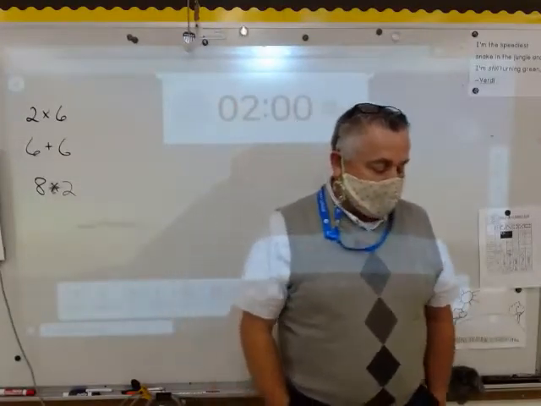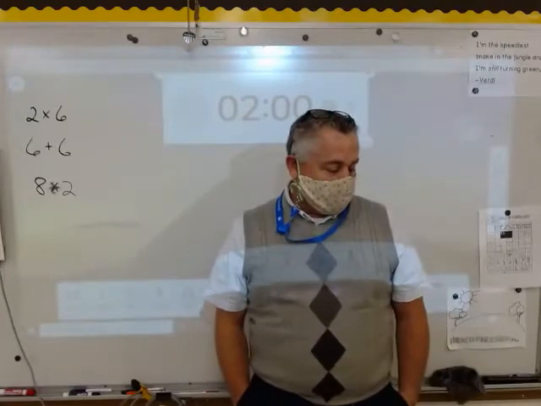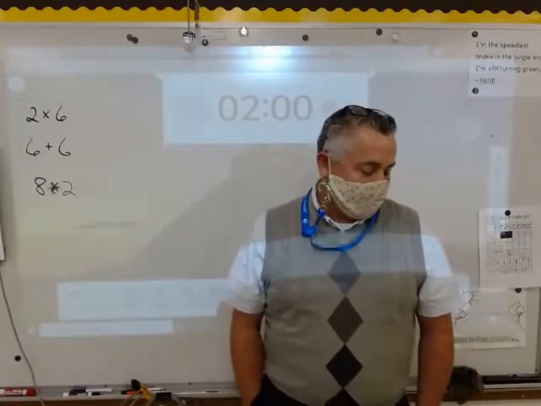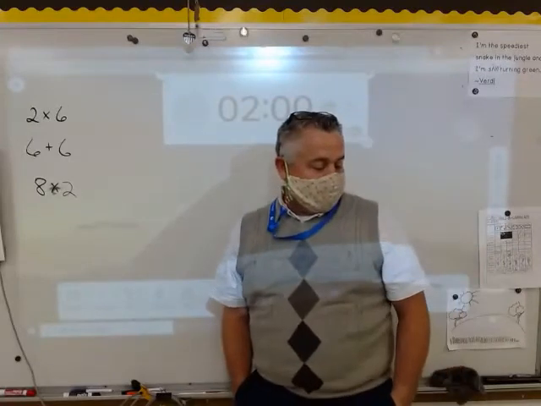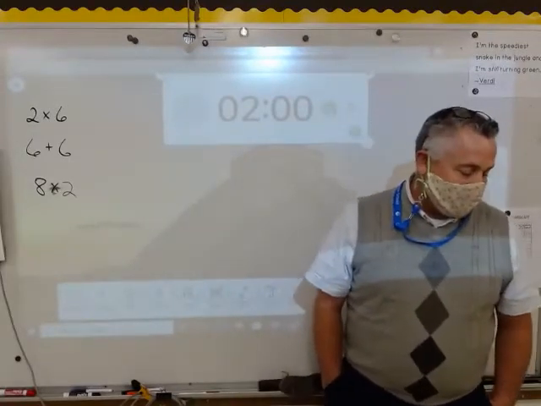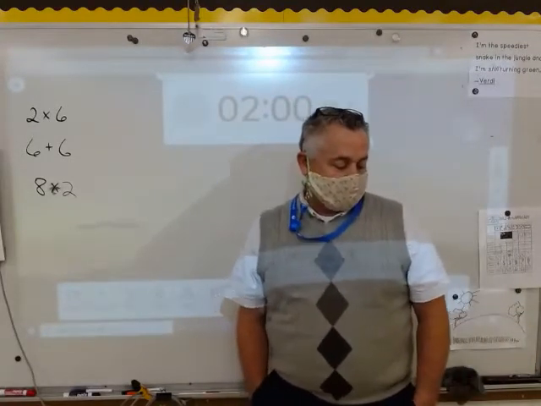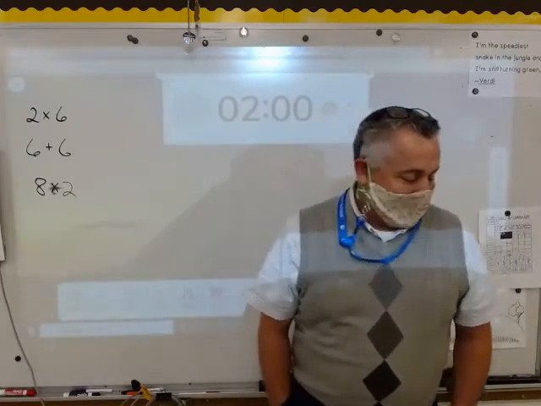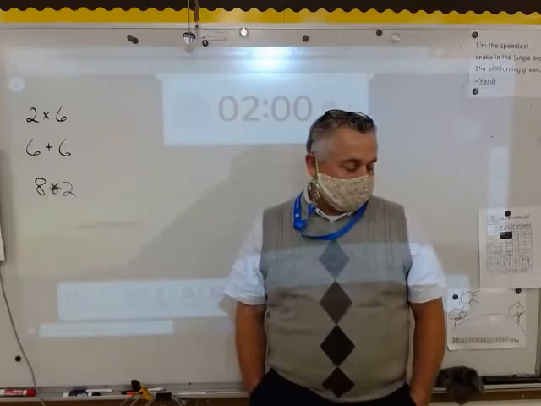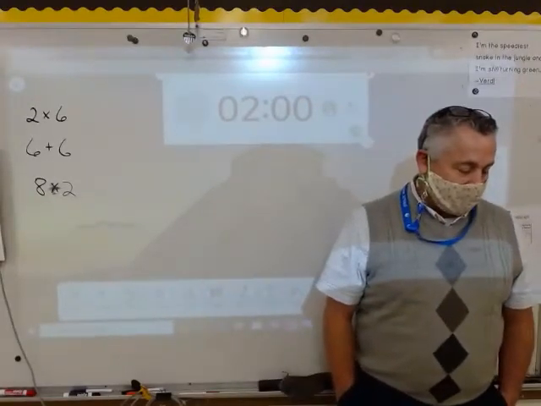Number 1, 7 times 2 is 14. Number 2, 8 times 2 is 16. Number 3, 7 times 3 is 21. Number 4, 2 times 7 is 14. Number 5, 3 times 7 is 21. Number 6, 2 times 6 is 12. Number 7, 3 times 3 is 9. Number 8, 3 times 2 is 6. Number 9, 3 times 9 is 27.